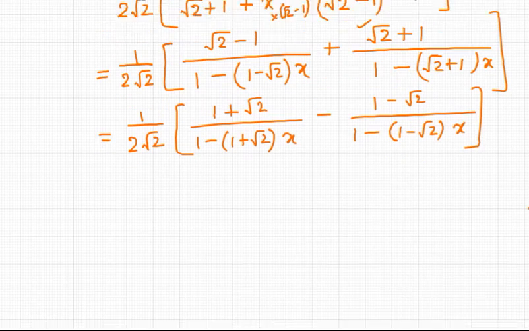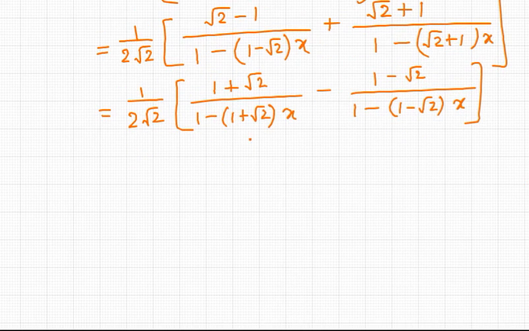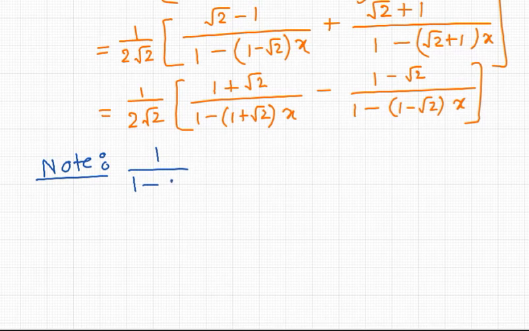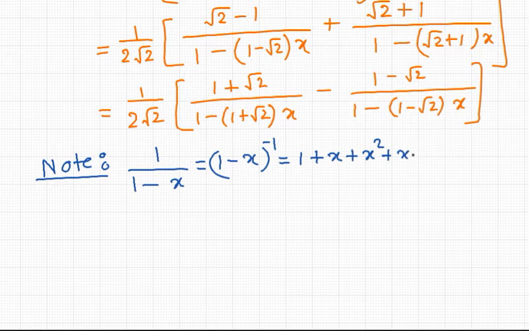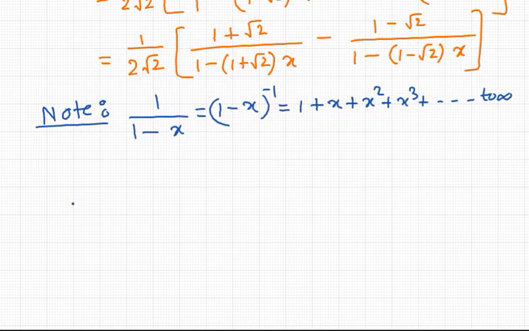Now we can easily get the power series expansion of these two factors, because here we'll be quickly revising one idea, that is, let us use it as a note. We know that the power series expansion of 1 by 1 minus x, which is nothing but 1 minus x to the power minus 1, comes out to be 1 plus x plus x square plus x cube to infinity. That is in the format of an infinite GP. So we can apply that note out here.